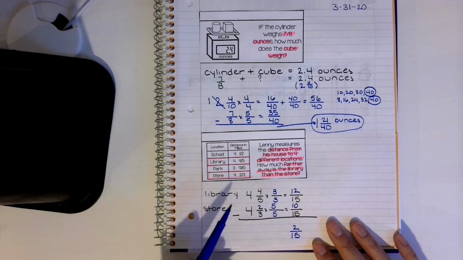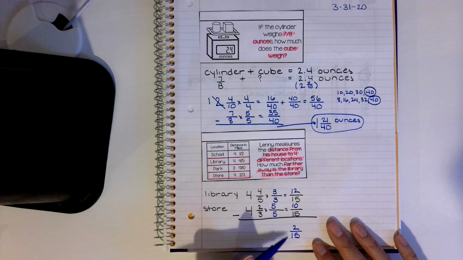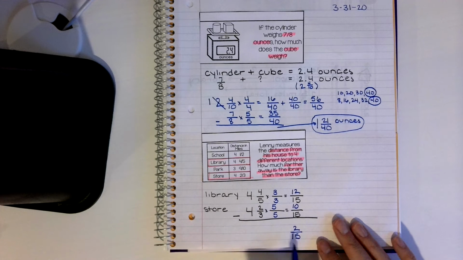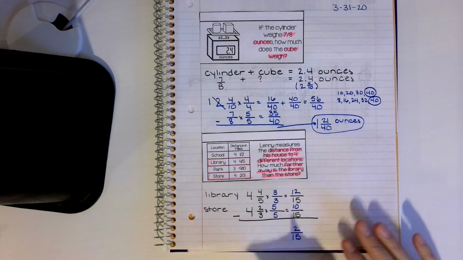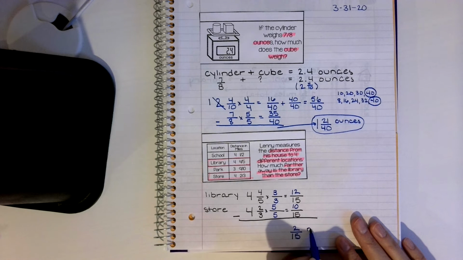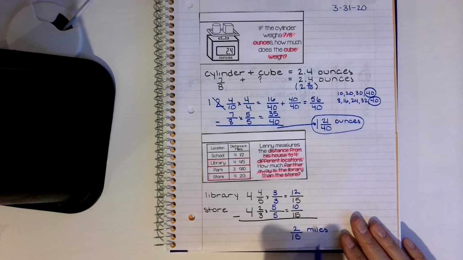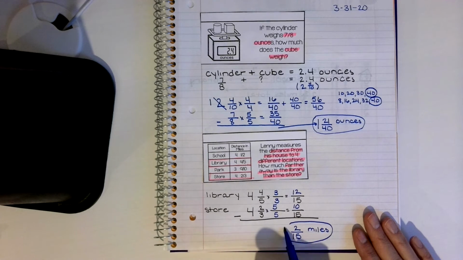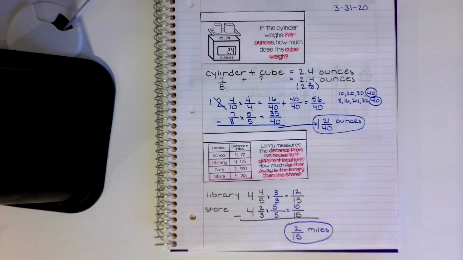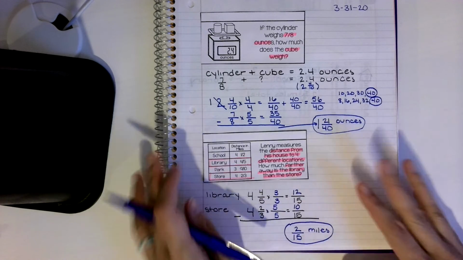Don't forget about your whole number. 4 minus 4 is what? 0. You do not need to write a 0 here. Can you simplify 2/15, or is it already simplified? It's already simplified because you can't divide 15 evenly by 2. Don't forget to label your work. A lot of you guys turning in the Google Forms last week, you didn't label your work. So make sure you label your work. All right, so we're going to go on to the last one that you had from yesterday.